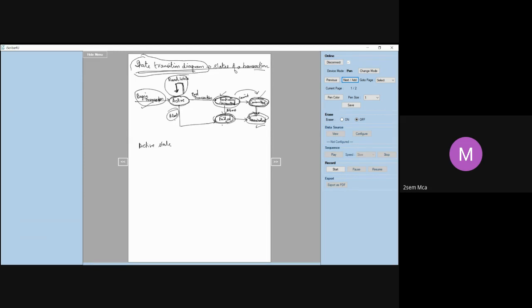Once it goes into the failed state, what will happen? The transaction will have to be rolled back because it has failed. As I told you, either you do all the operations or don't do any operations at all. So since the transaction has come into the failed state, it has to be rolled back. That means you have to undo all the write operations. A read operation is okay, you are only reading it, it is not going to change the database. But whatever write operations have been done, you will have to undo all of them.